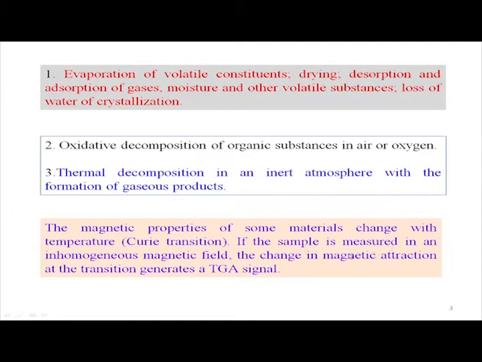So, if the measurement of the weight change is done in an inhomogeneous magnetic field, the change in the magnetic attraction at the transition generates a TGA signal. So, the presence of an inhomogeneous magnetic field can cause the magnetic attraction for the sample which is paramagnetic in nature, or sometimes it can be a ferromagnetic sample also. So, we get a corresponding TGA signal due to that particular effect.